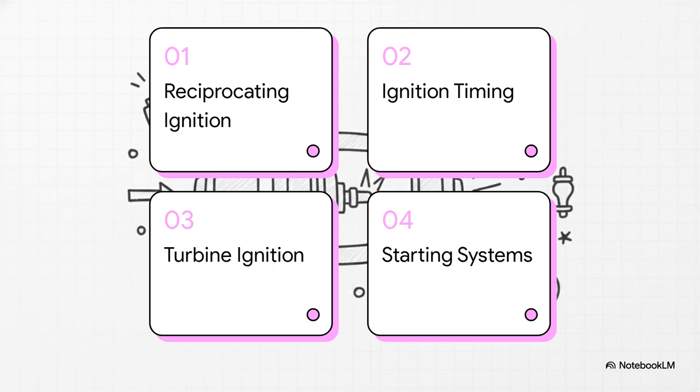Okay, let's dive into this course roadmap. Over our next 10 days together, and for those following along, we'll be covering pages 4.1 through 4.44 and 5.1 to 5.17 in the source texts. We're going to tackle four main modules. Module 1 is reciprocating ignition systems. Module 2 is ignition timing and maintenance. Module 3 covers turbine engine ignition systems, and then we'll finish up with Module 4, engine starting systems.